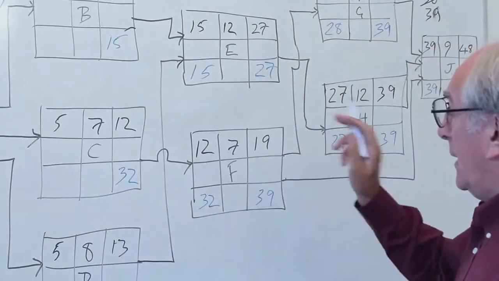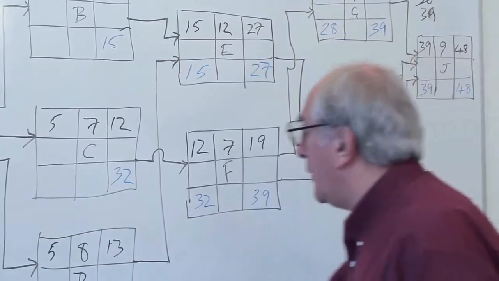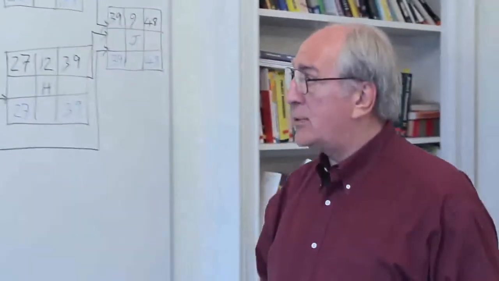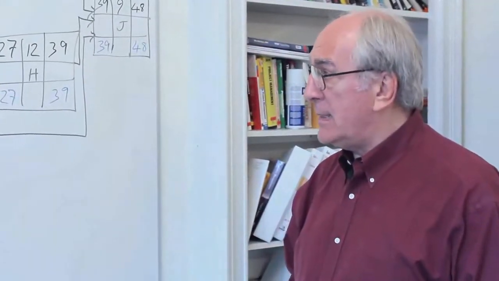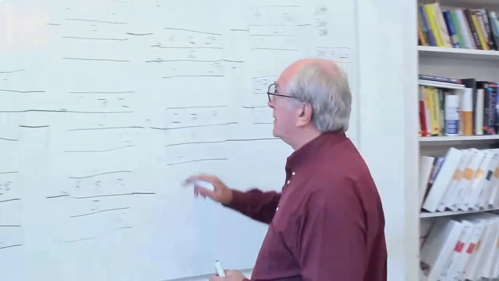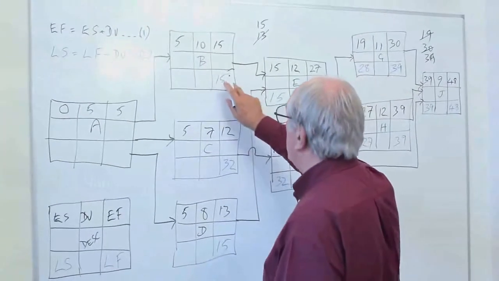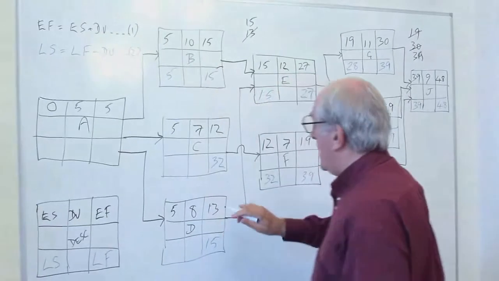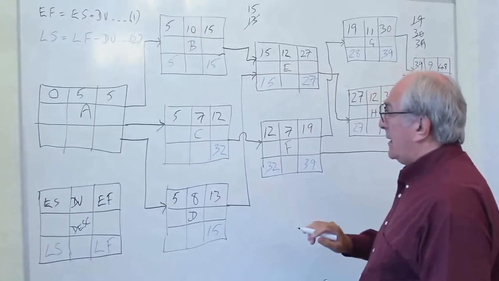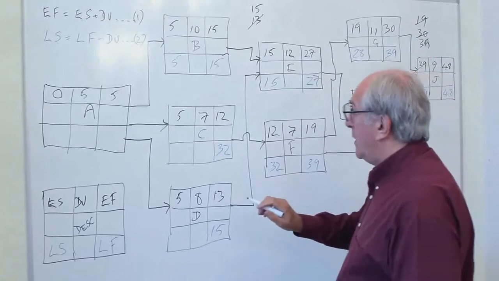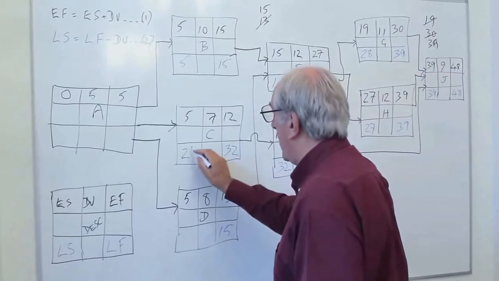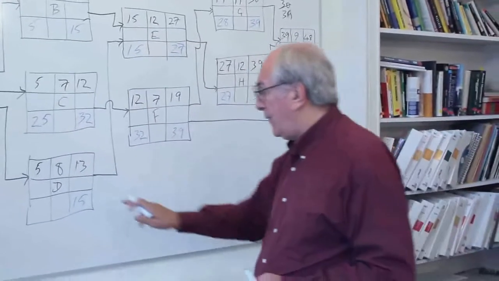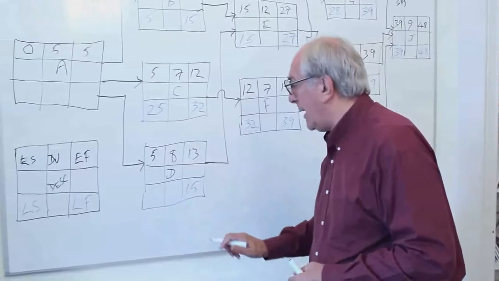And 15 is the late start time for E. It's also the late finish time for D. And we can use the other attributes of B and C and D to work out their late starts. So the late start for B is the late finish of 15 minus the duration of 10, which will give us 5. The late start for C is the late finish of 32 minus 7, which will give us 25 as the late start. And the late start for D is 15, its late finish, minus 8, which will give us 7.